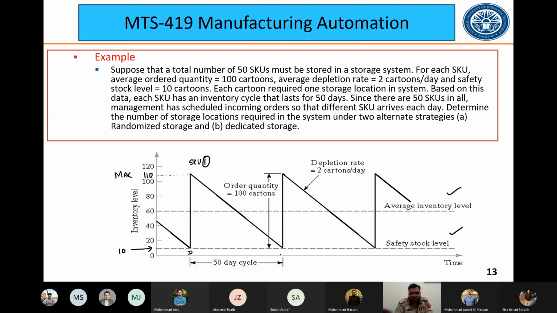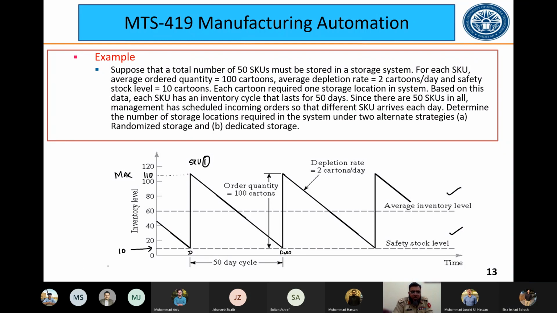So D plus 50. तो फर्स्ट डे पे अगर वो 110 था तो D plus 50 डे के ऊपर वो डिप्लीट होता होता दोबारा 10 पे आ गया. नाउ एट D plus 51 it will be demanded again. ये बात समझ आ गई? यस सर. ओके.